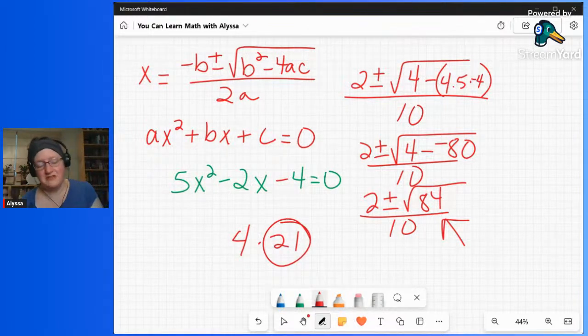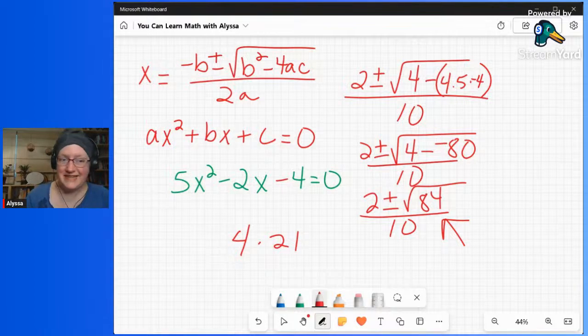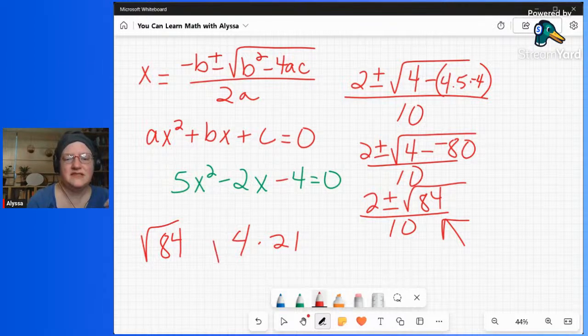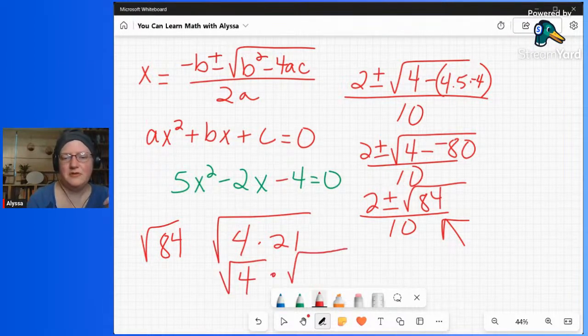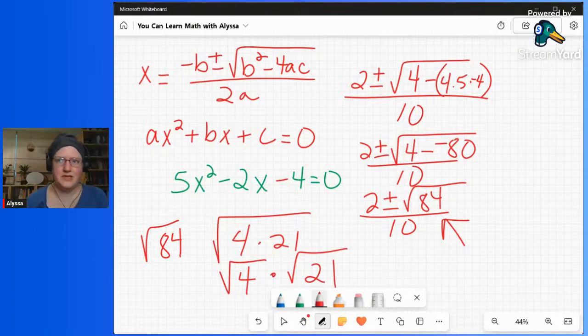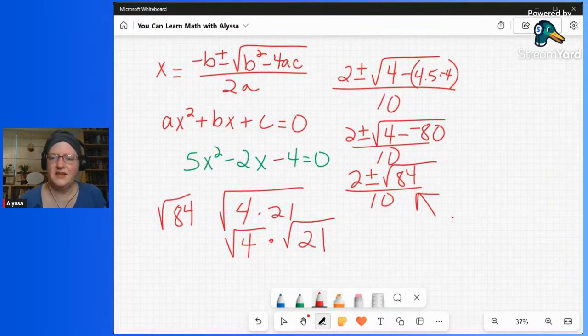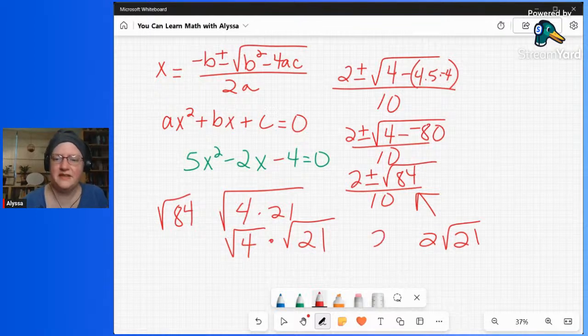21 is 3 times 7. Nope, there are no squares. That's it. But 4 is a square. Anytime we have a radical, like the square root of 84, and say it's the square root of 4 times 21, you can split it up: square root of 4 times square root of 21. And then we can simplify that. So the square root of 4 is 2, and the square root of 21 just stays there. And then we have that 2 plus or minus, and all over 10.